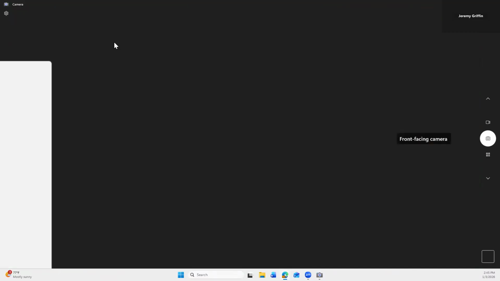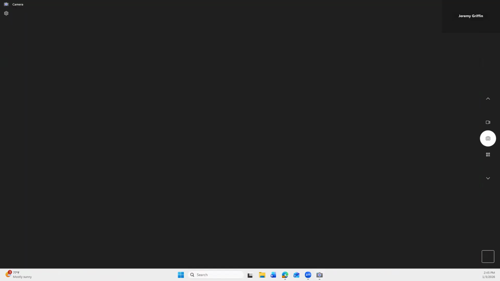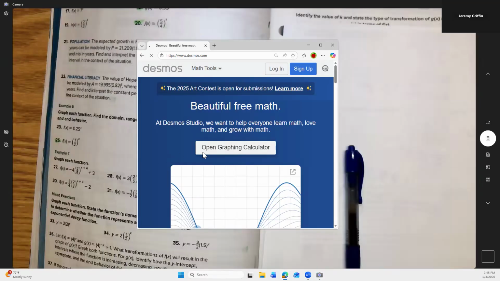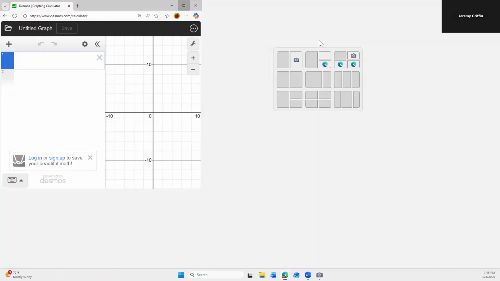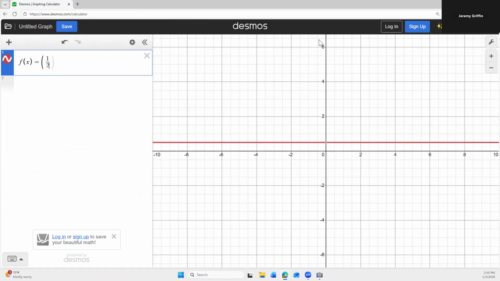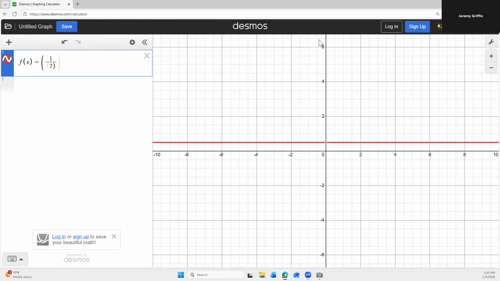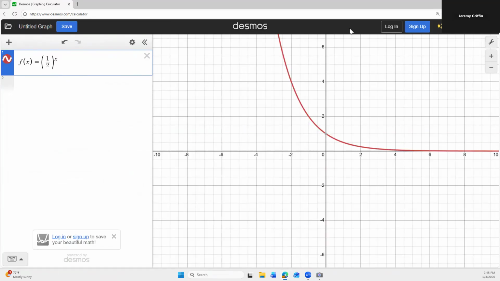Desmos. Hang on. Get this back. Okay, graphing calculator. All right, let's do f of x equals 1/2 to the power of x. There we go. That looks better. Okay, see how that's exponential decay?